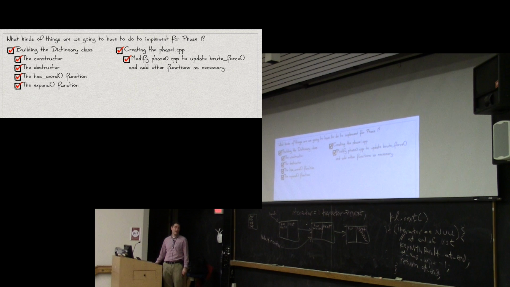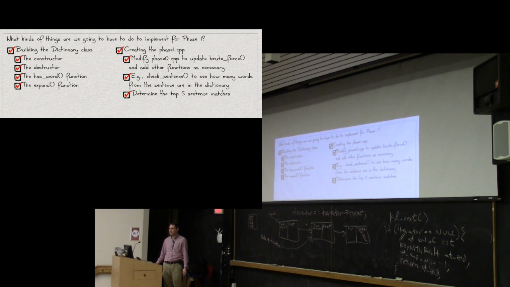Remember, for your dictionary, you're going to have to add functions that actually tell whether or not, and how many, words in the sentence are in the dictionary. For instance, a check sentence function, which sees how many words from the sentence are in the dictionary. Those are the things you're going to have to do for phase 1. And you're also going to have to determine the top 5 matches. That will take a little bit of logic, but is not impossible.